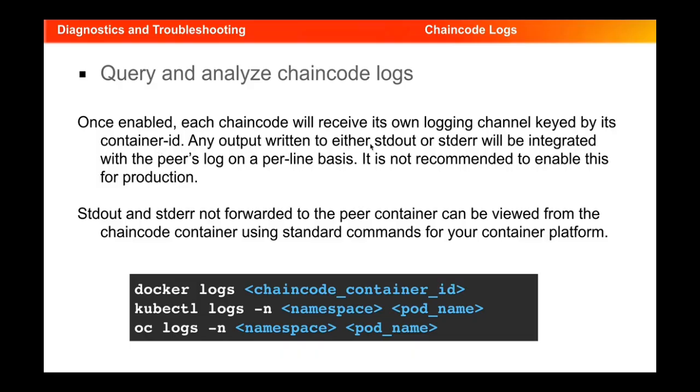Any output written to either stdout, which is standard output, or standard error will be integrated with the peer log on a per line basis. It is not recommended to enable this for production.